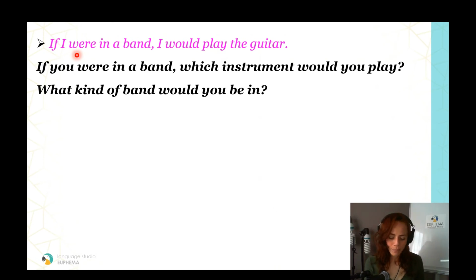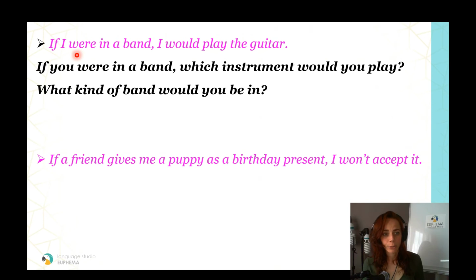Okay, very well. Next statement, my personal statement. If a friend gives me a puppy as a birthday present, I won't accept it. All right, grammar-wise, which conditional is that? I'm glad you said first, which is correct. If you take a look at the structure, if a friend gives me a puppy as a birthday present, we have if plus present simple. If a friend gives me a puppy, I won't accept it.